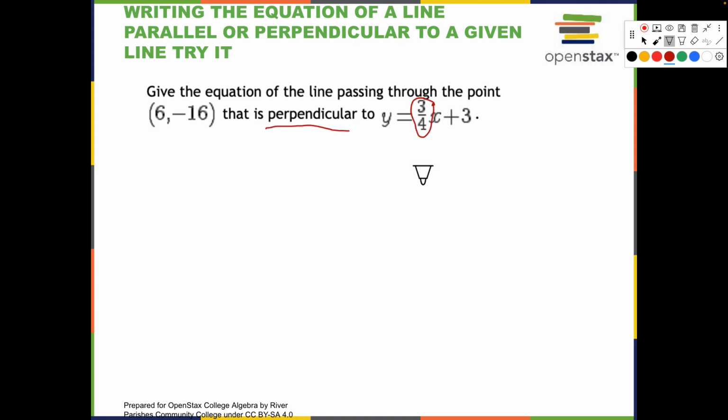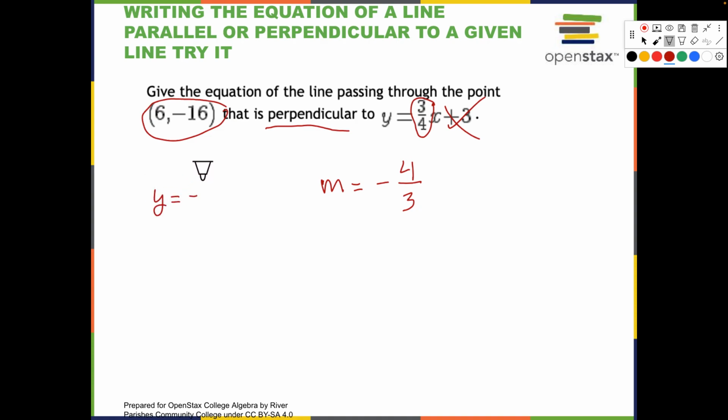This slope is 3/4, so what is our slope going to be? The opposite and the reciprocal. Good. -4/3. That's our slope. And again, I always try to cross out that y-intercept, because sometimes people want to say, oh, there's the y-intercept. But that's for some other line. We want the y-intercept of the line that's perpendicular to it, so then we've got to use this point.